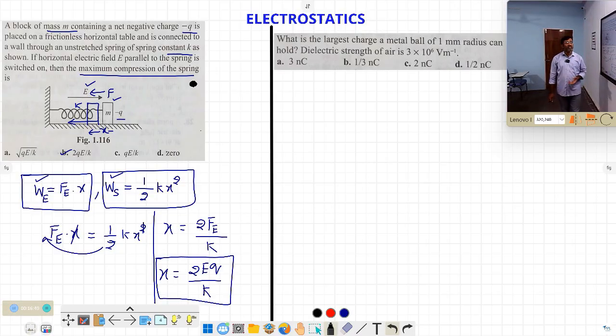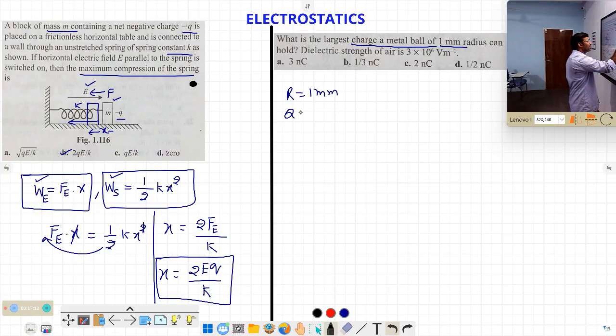Next question: what is the largest charge on a metal ball? How big a metal sphere can we take? Metal ball means sphere. Take a sphere of radius 1 mm, so that it takes the maximum amount of charge. So what is the largest charge on the metal ball of 1 mm radius? That means I have taken one sphere of radius 1 mm. How much charge can it take, at maximum?